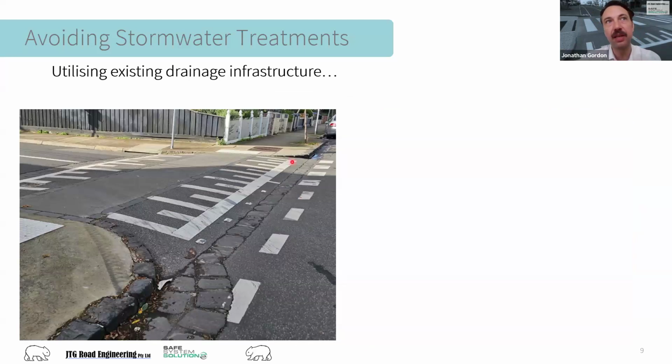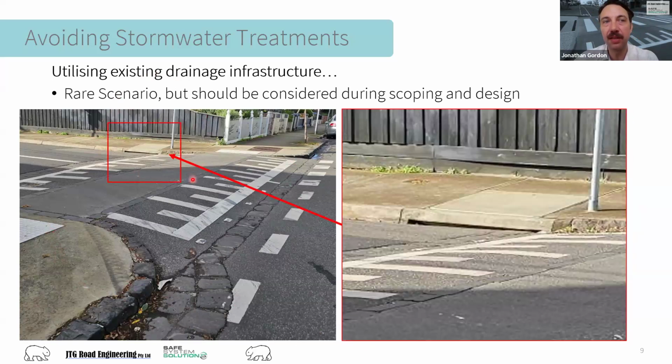But in this image here, again, there's a little thing going on, and that is that we've been able to utilize an existing stormwater pit. So this is an existing side entry pit, and we've been able to position the toe of our ramp at that side entry pit, meaning that it's able to be used with no additional drainage design costs. It's just working as is. Again, that's a rare scenario, and when you're out on site and when you're scoping up your projects, you will time and time again be looking at an existing side entry pit that's right near an existing crossing location and thinking, oh, can we use that?